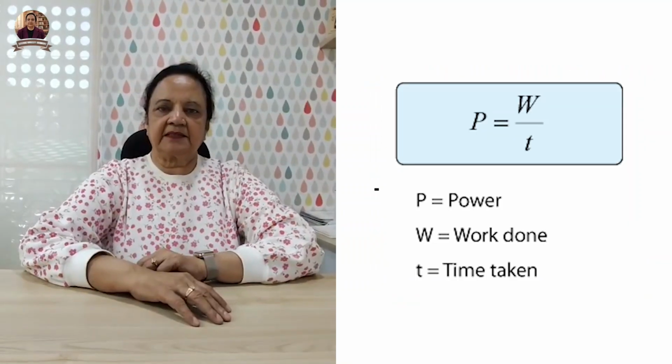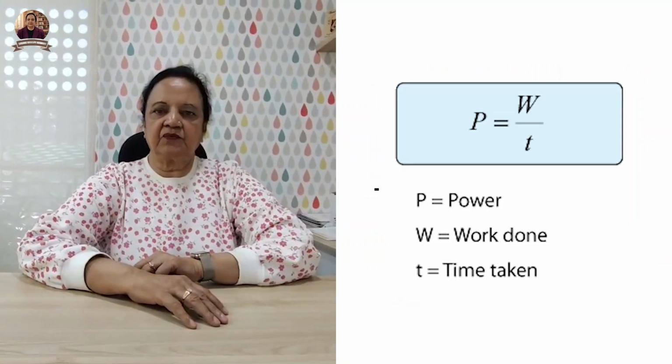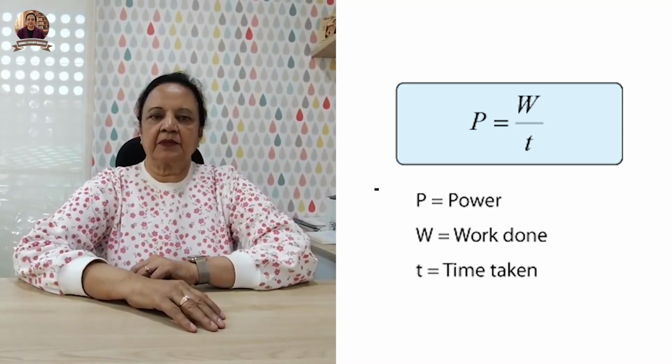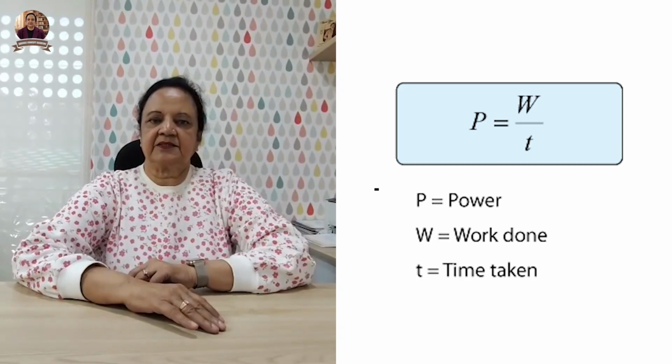Power is defined as the ability to converge or diverge the light. Convex lens has positive power while concave lens has negative power.